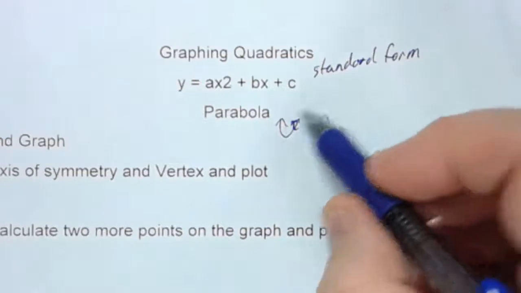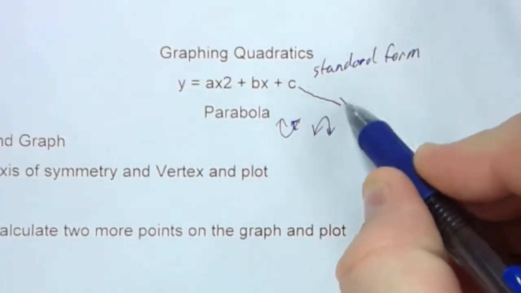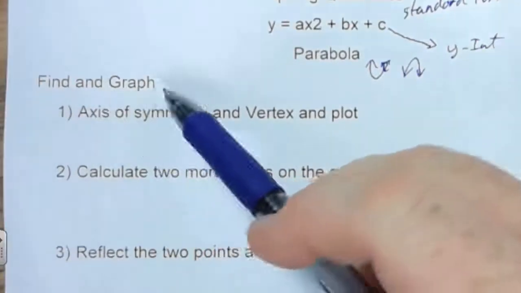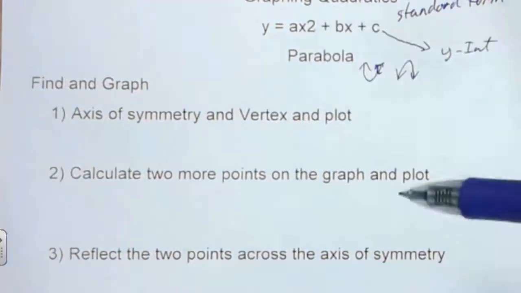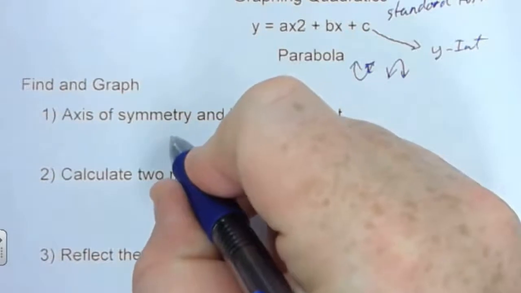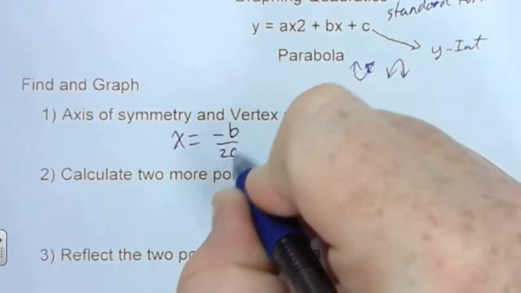And a couple of the key features that we're going to talk about down here, one that's not mentioned, is this c value right here, which is your y-intercept. And a couple things we need to find first. We want to find and graph the axis of symmetry and the vertex and then plot them on the graph. The axis of symmetry is found by taking x equal to the opposite of b over 2a.